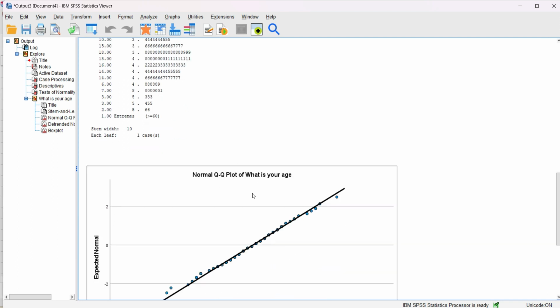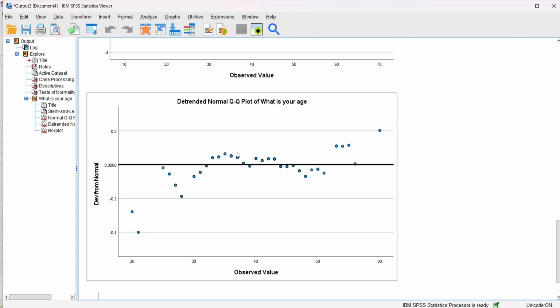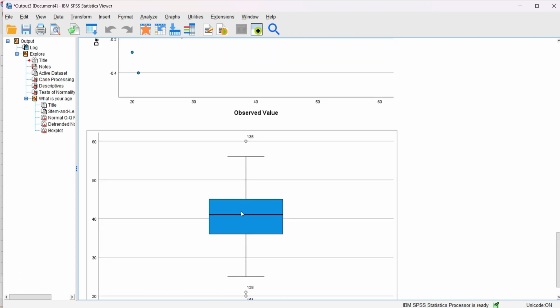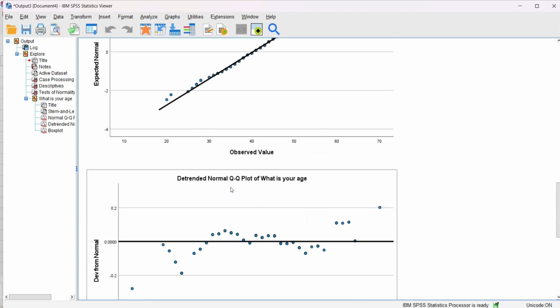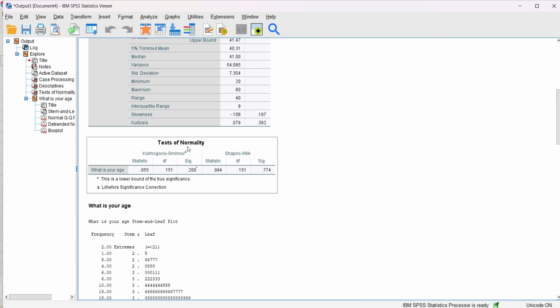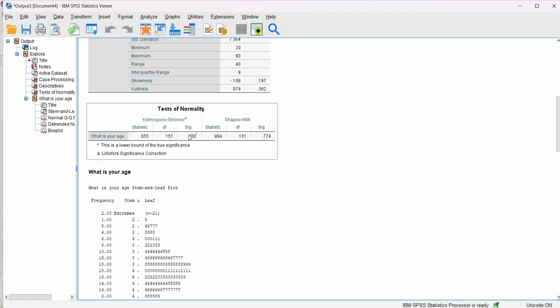Similarly, in the QQ plot, our data points are quite close to this straight line. That is also an indication of normal distribution. In our detrended normal QQ plot, the values above and values below are quite similar. That is an indication of normal distribution. Here we have the box plot, and then we have this stem and leaf plot, which also indicates a normal distribution, as you can see over here. So our condition for normal distribution is quite fulfilled.